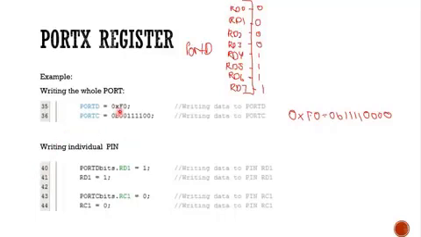So if you are writing F0, this means that starting from port D, bit number 4 up to bit number 7 will produce high, or around 5 volt, and then the rest, RD0 up to RD3, will become low. Okay, so this means that you are writing, but you are not writing to the whole port. You are writing high to only the last 4 bits.